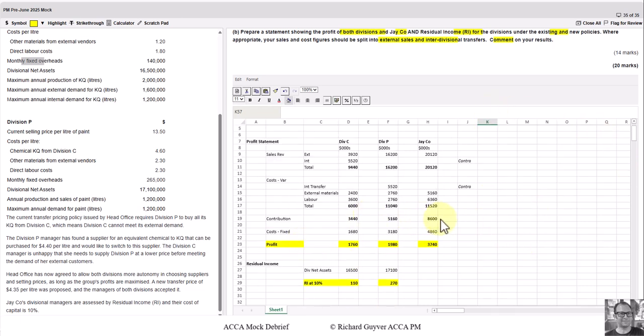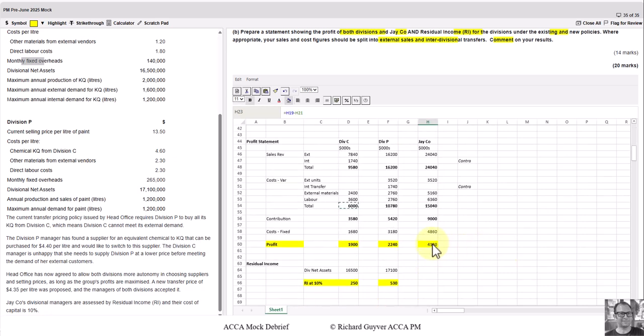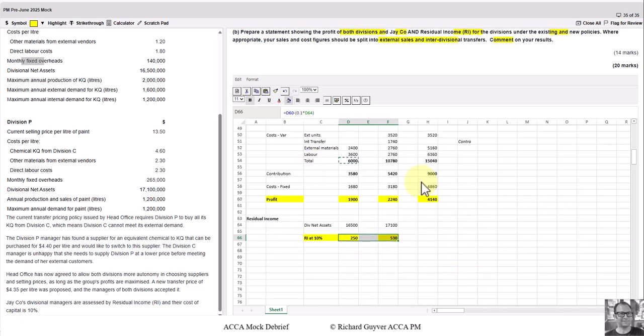So by giving them autonomy and allowing them to purchase from outside, well, with P, what has happened? Profit was 3.74 million. That's gone up to 4.14. So J should be happy. This new policy's helped. What about the managers? The RI on which they're evaluated has gone from 110 and 270 to 250 and 350. So the performance of both managers has improved.